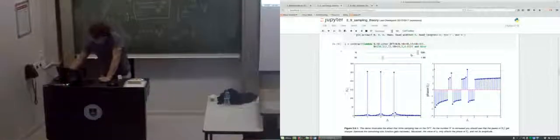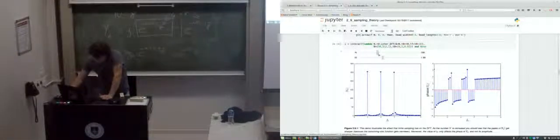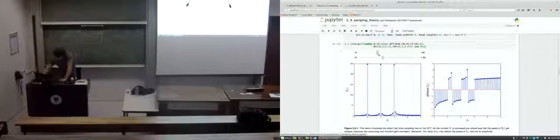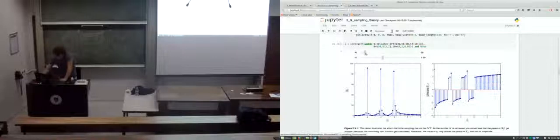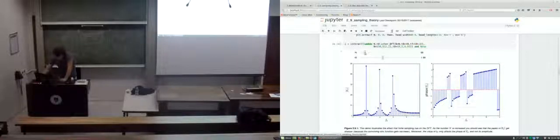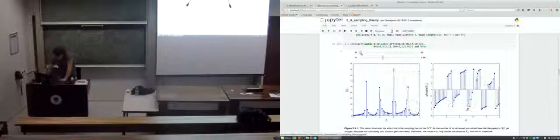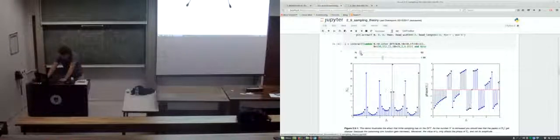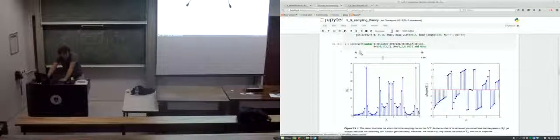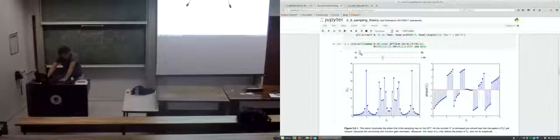With fewer samples you get a wider sinc function. But at some point this thing is going to go completely haywire. What's happening? Why is my Fourier transform going wrong? That's where the Shannon-Nyquist theorem comes in.